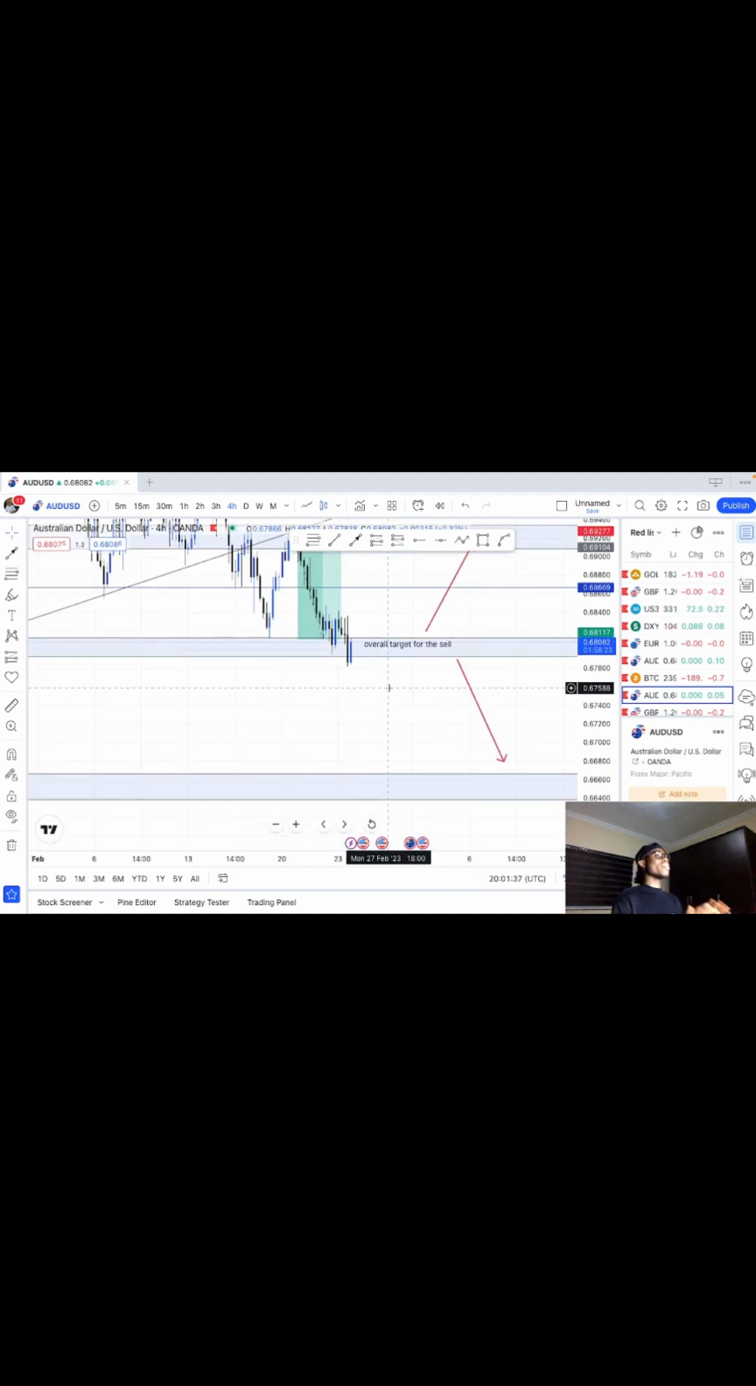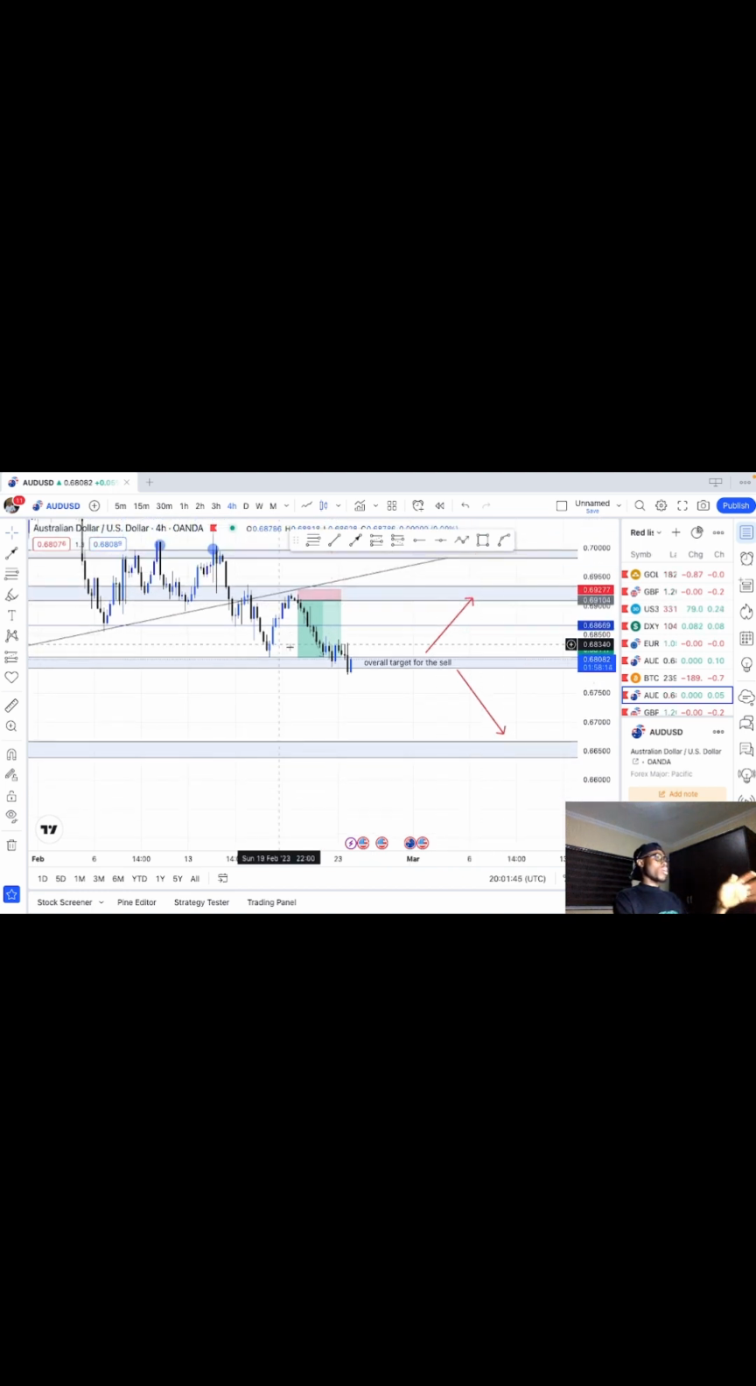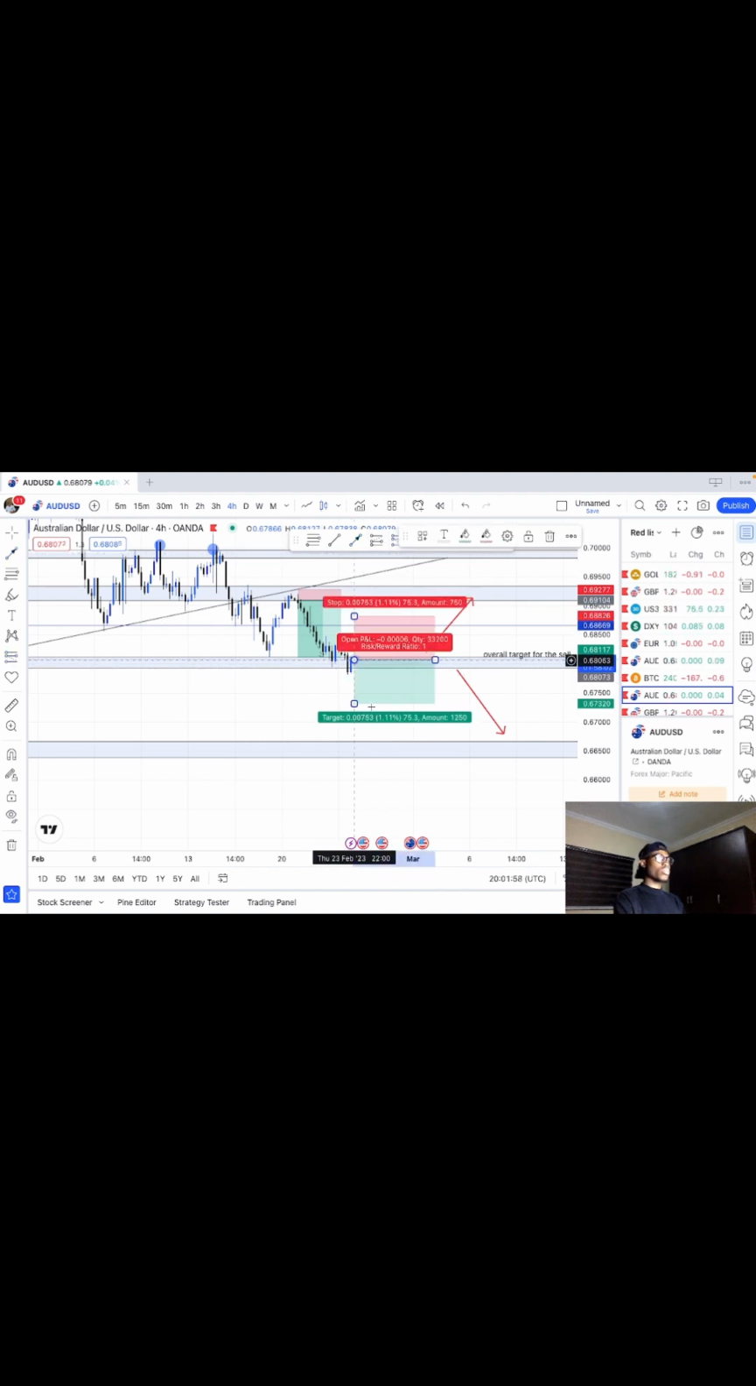So now you can see AUD has already given me another opportunity for my sell. Right now, I'm just waiting for an engulfing candle on this zone. Let me remove this. On this zone, I'm waiting for an engulfing candle for AUD, and I'll put a short position for my next weekly target. That is like 141 pips.